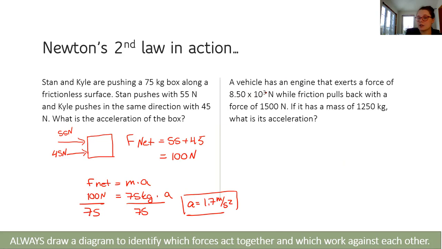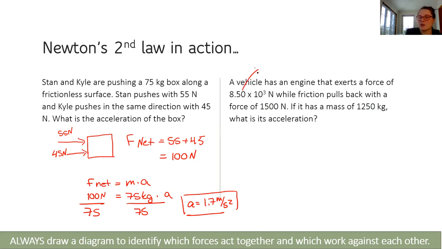For the next one, we have a vehicle with an engine that exerts a force of 8.5 times 10 to the power of 3 newtons. So I told you the scientific notation would show up. We'll see how we write that. While friction pulls back with a force of 1,500 newtons. If it has a mass of 1,250 kg, what's its acceleration?